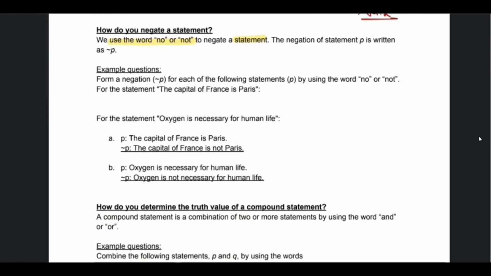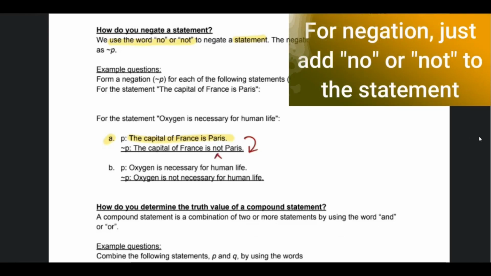So we look at example A. A capital of French is Paris. So when we want to change its statement to negation, we add the not in the sentence.